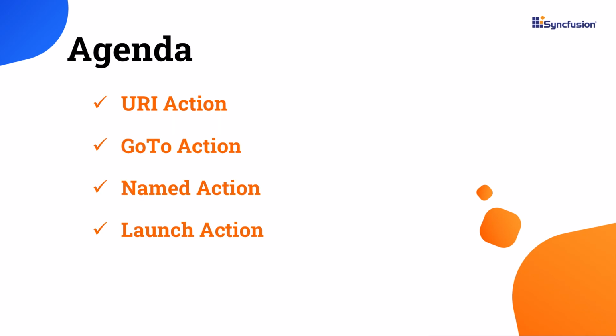In this video, I'll show how to implement the URI, GoTo, named, and launch action in PDF using the Syncfusion .NET PDF library. This video also covers what a PDF action is and its supported types.